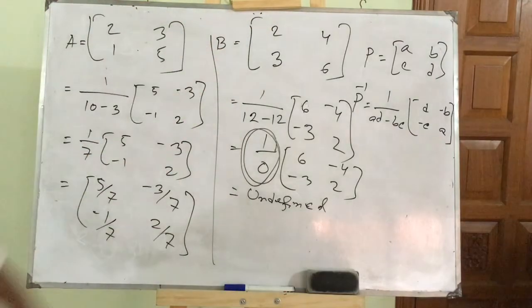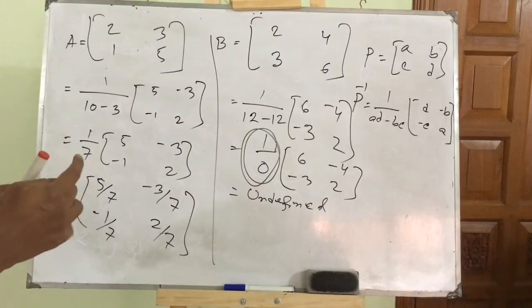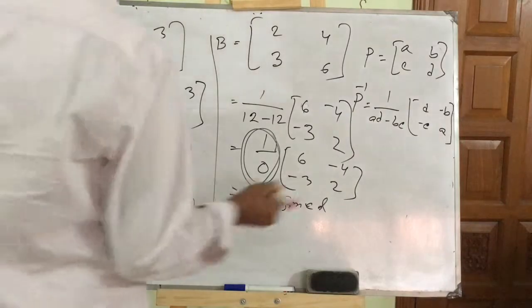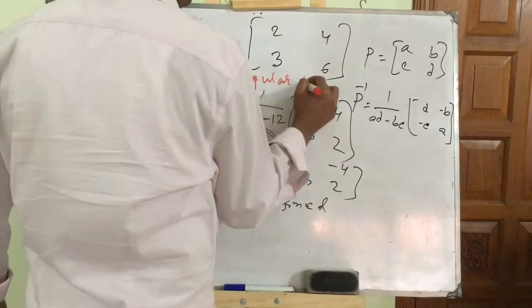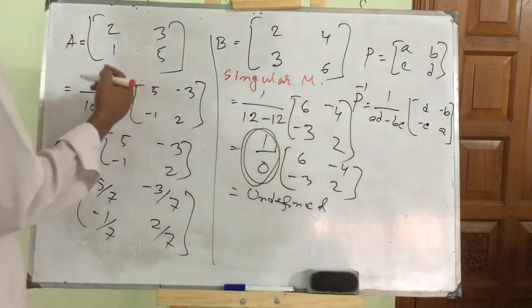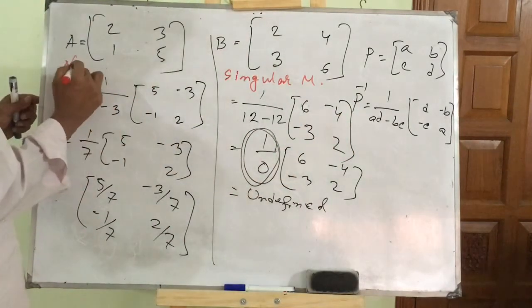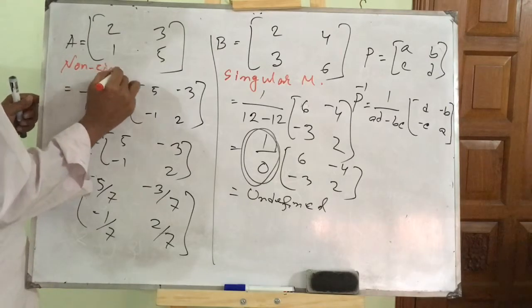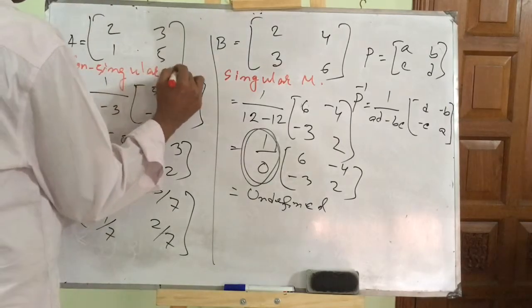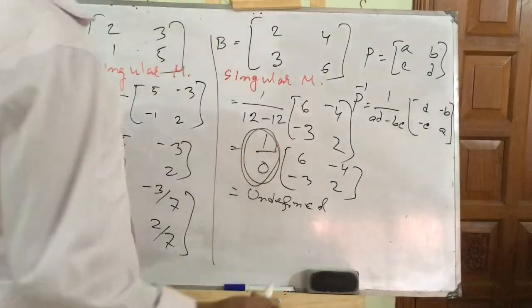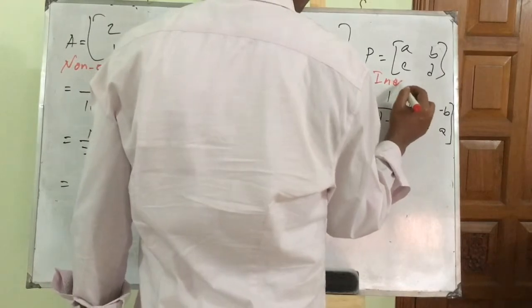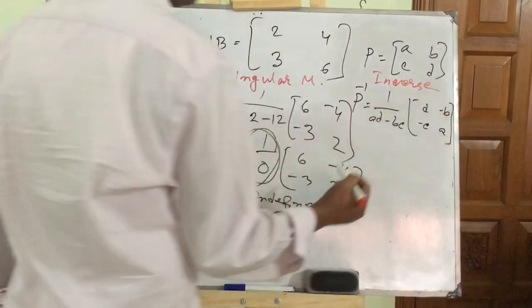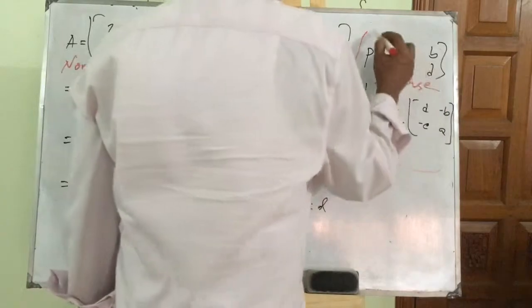If we cannot find the inverse, this kind of matrix is called a singular matrix. And if we can find the inverse, then it is called a non-singular matrix. This is the theory, and the formula, for finding the inverse matrix.